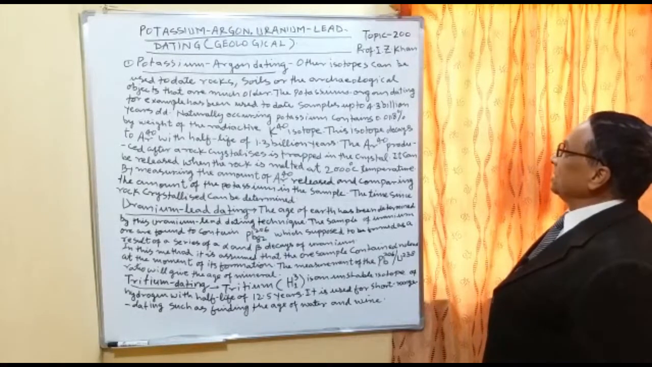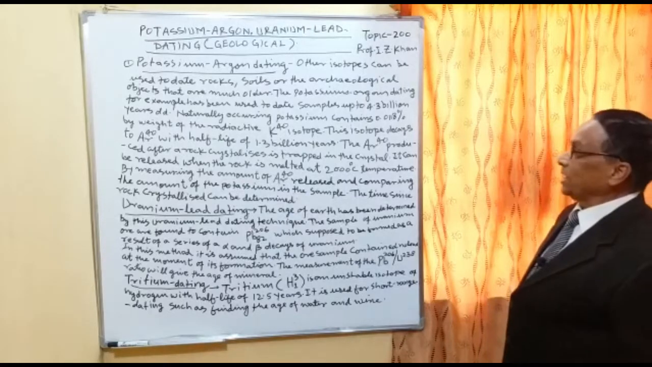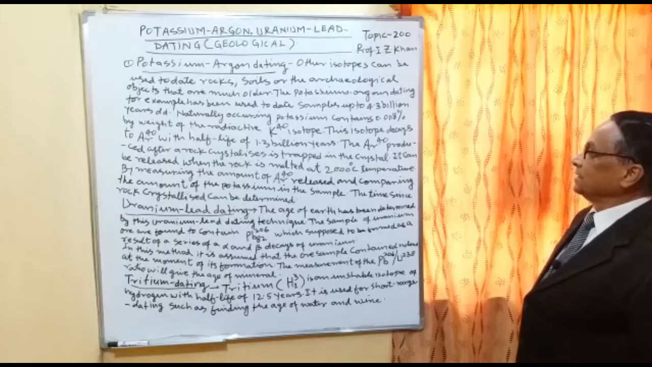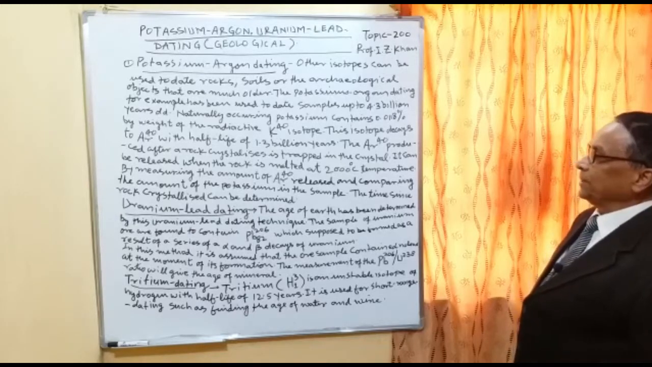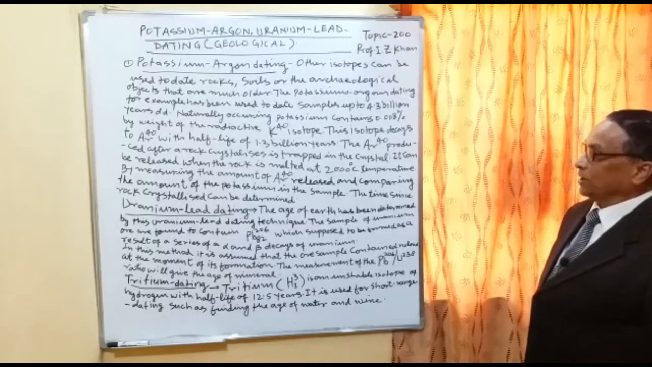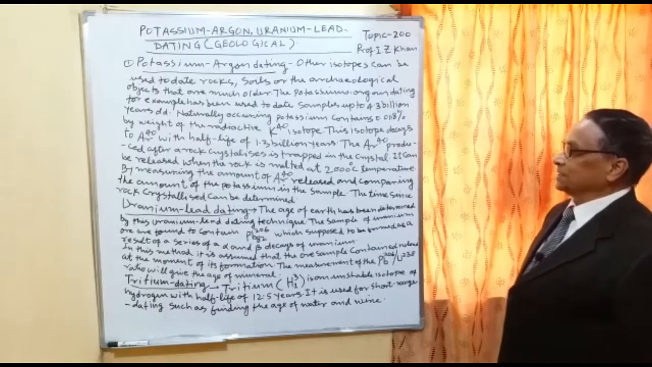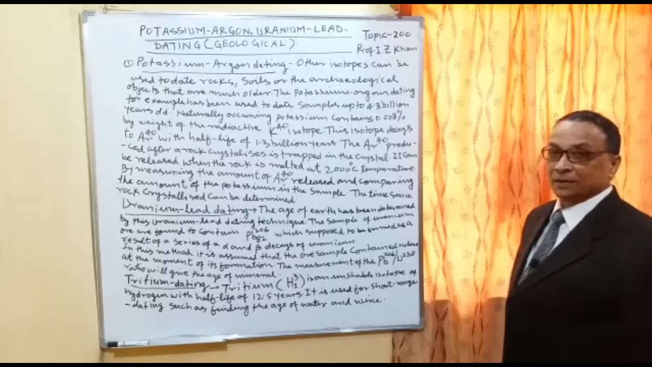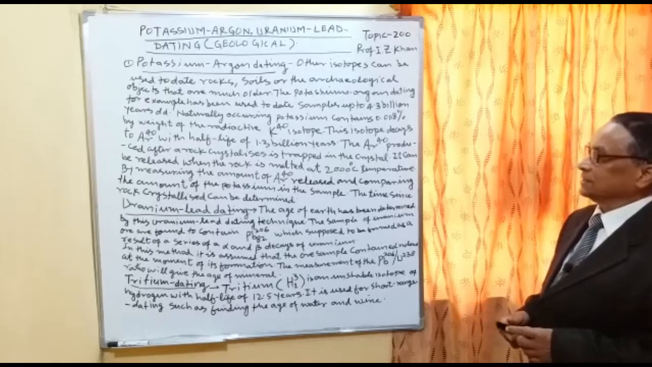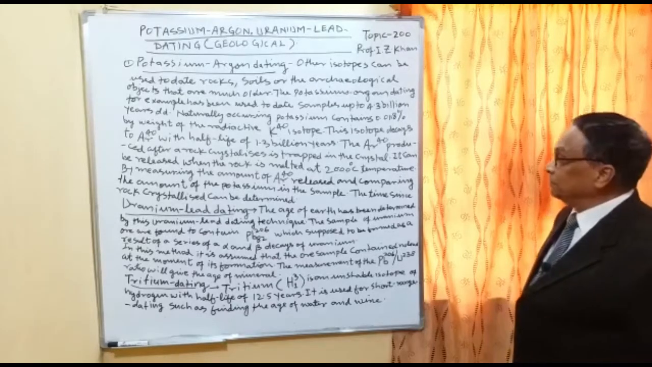Potassium-argon dating and other isotopes can be used to date rocks, soils, or archaeological objects that are much older. Potassium-argon dating, for example, has been used to date samples up to 4.3 billion years old. Naturally occurring potassium contains 0.0118% by weight of the radioactive potassium 40 isotope. This isotope decays to argon 40 with a half-life of 1.3 billion years.